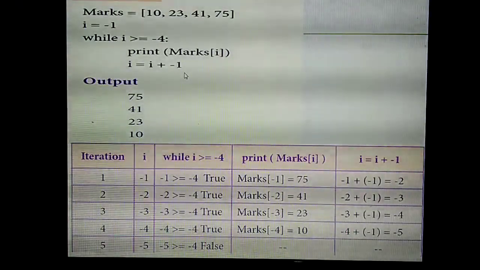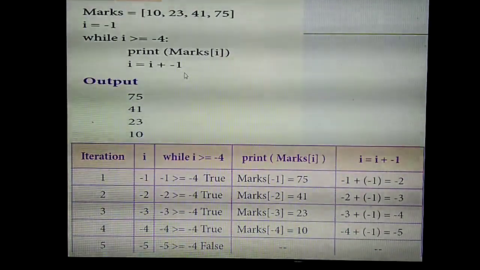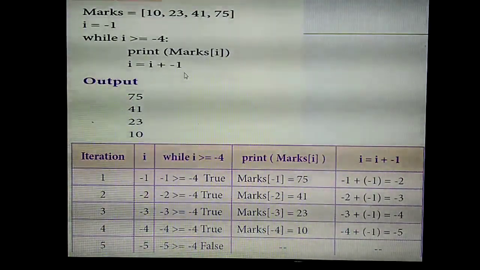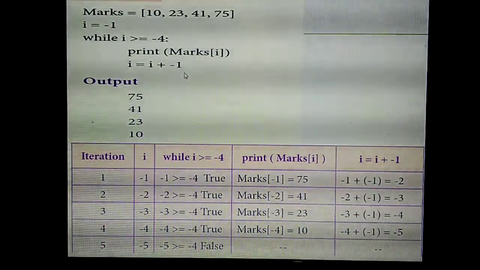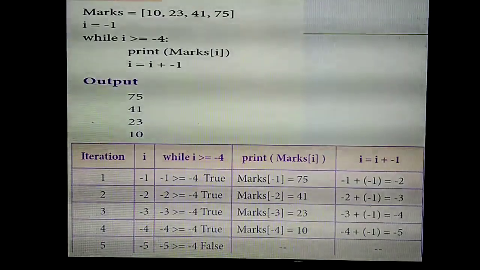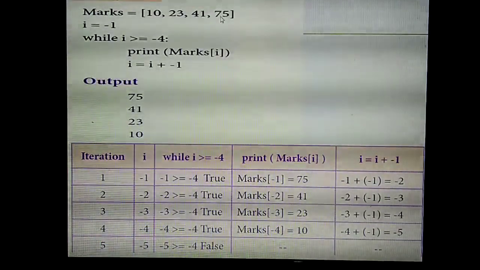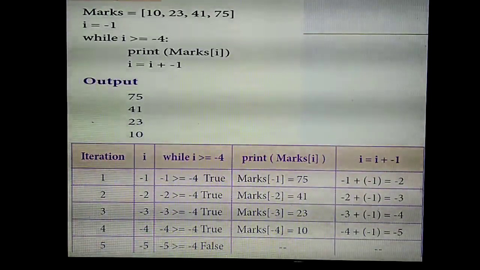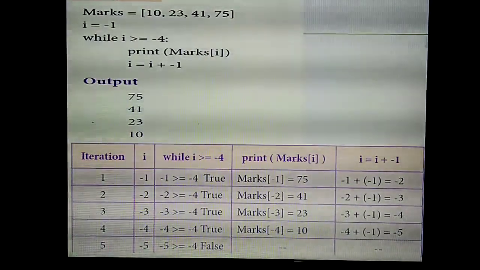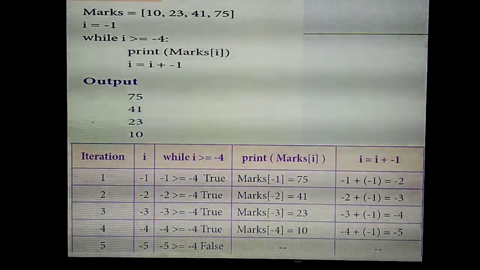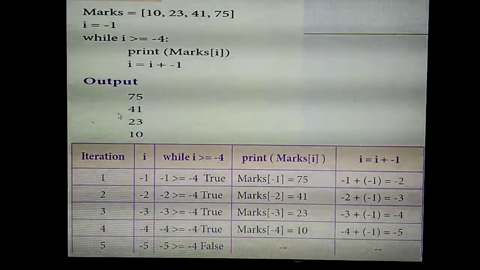Understand the program? This is the program for reverse indexing. Yesterday we studied the program for positive index, isn't it? So this is the program for reverse indexing. See the output: the values will be printed in the reverse order, 75, 41, 23 and 10. The same thing they have given in the tabular column, showing how the iterations go on in the system.